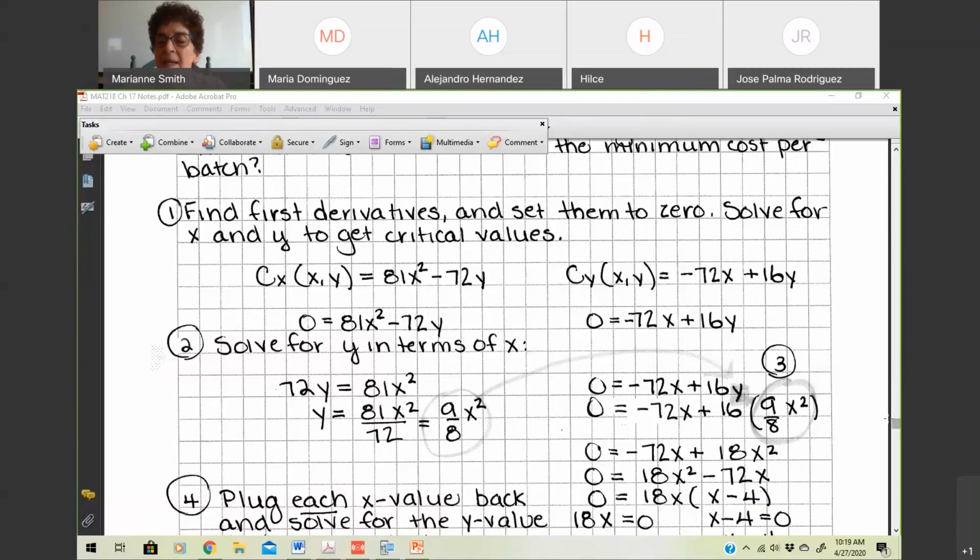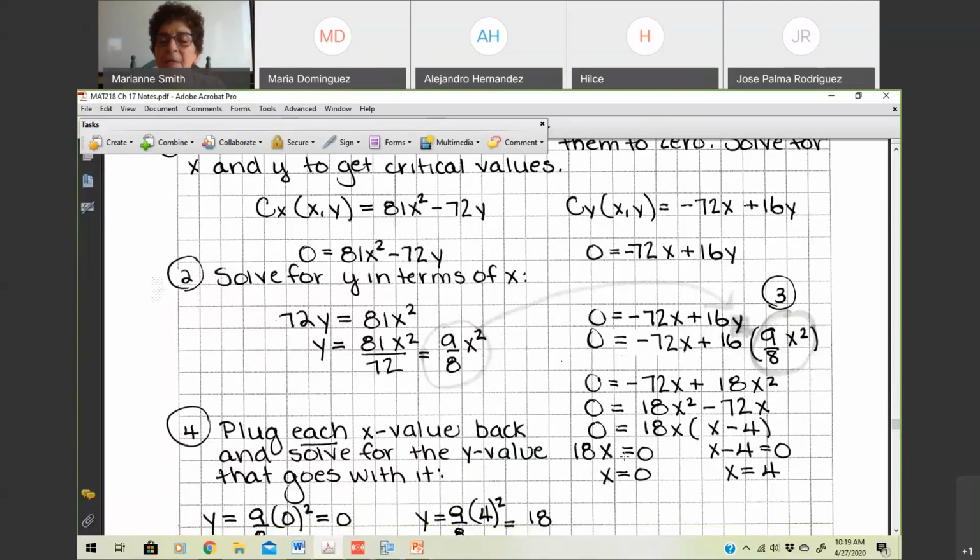Then I'm going to set both of the terms that I have an x in to 0. So 18x is 0. Divide both sides by 18. That gives you x is 0. x minus 4 is 0. Add the 4 to both sides. So here are my two x values that will lead to critical points. Everybody good with that?